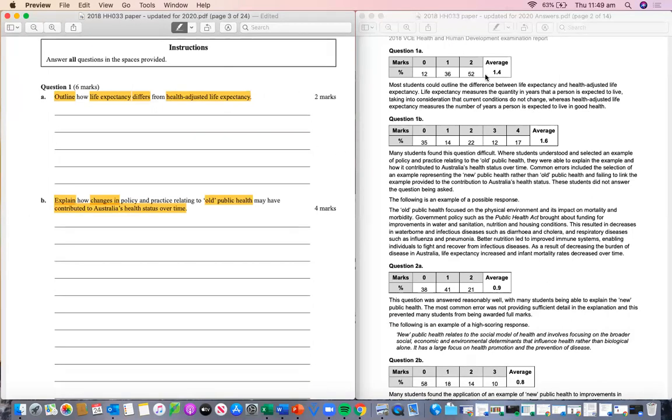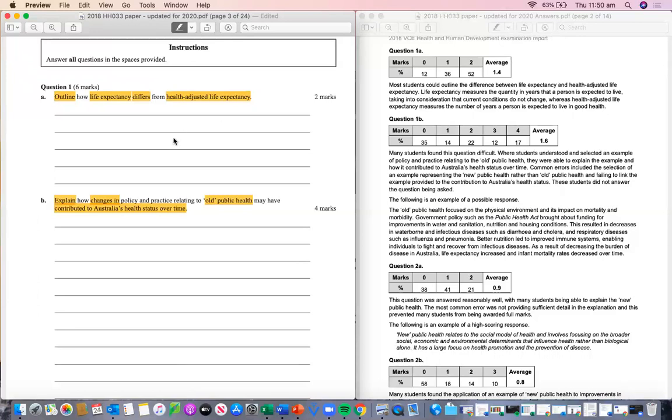So as you can see for question 1A, you got an average of 1.4. 52 people achieved 2 marks, 36 achieved 1 mark, and 12 achieved 0 marks. I believe it was out of 100 people, so that's probably why. Again, I want to make sure that we can identify where we can get the full marks to this question. And examples of responses will be best for all of you to have a look at.